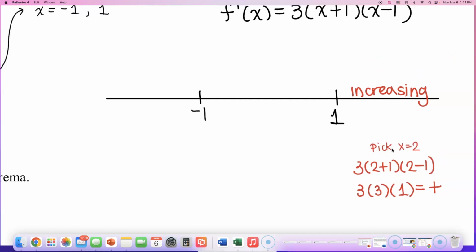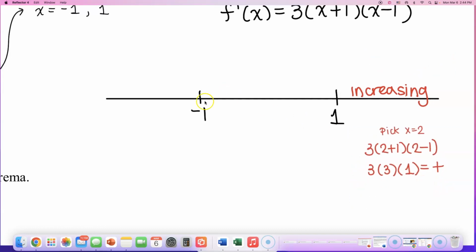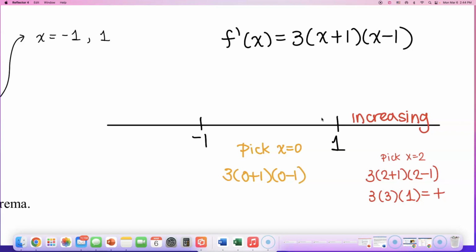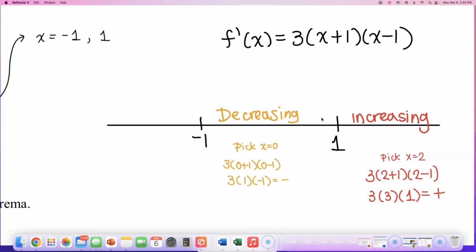But that's what we will now have to do for all the other sections, okay? So what is a number that is in between -1 and 1? I will use 0, okay? I will pick 0 for this interval in the middle. If I plug in 0 in there, I will get 3 times 0 plus 1 times 0 minus 1. That is 3 times 1 times -1. Now look at the sign of that. That comes out to be negative. Therefore, this function must be decreasing in between these two numbers. Okay? All right, we just have one more interval left, right?